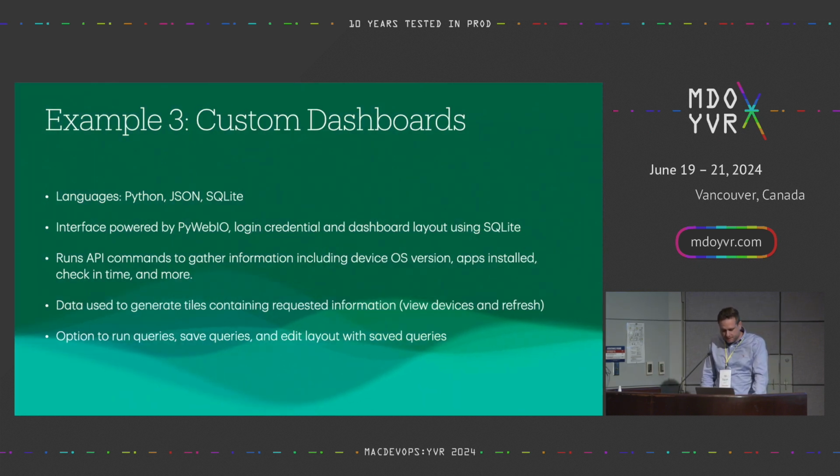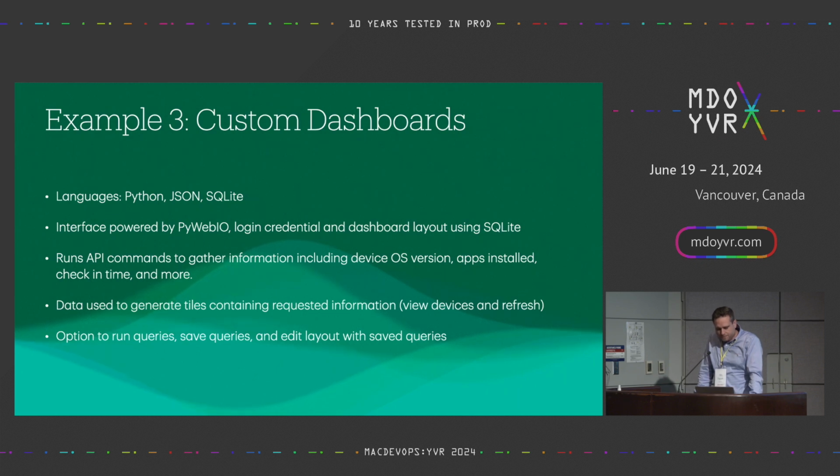So this is the thing I'm currently working on: custom dashboards using the Simple MDM API. This is using Python, JSON, and SQLite. This interface is powered by PyWebIO, and the login credentials and dashboard layout are using SQLite. So this runs API commands to gather information about the device's OS version, applications installed on the device, the last check-in time, and more, depending on what we're trying to do with the dashboard. Data from those API queries are saved into a SQLite database for later reference.